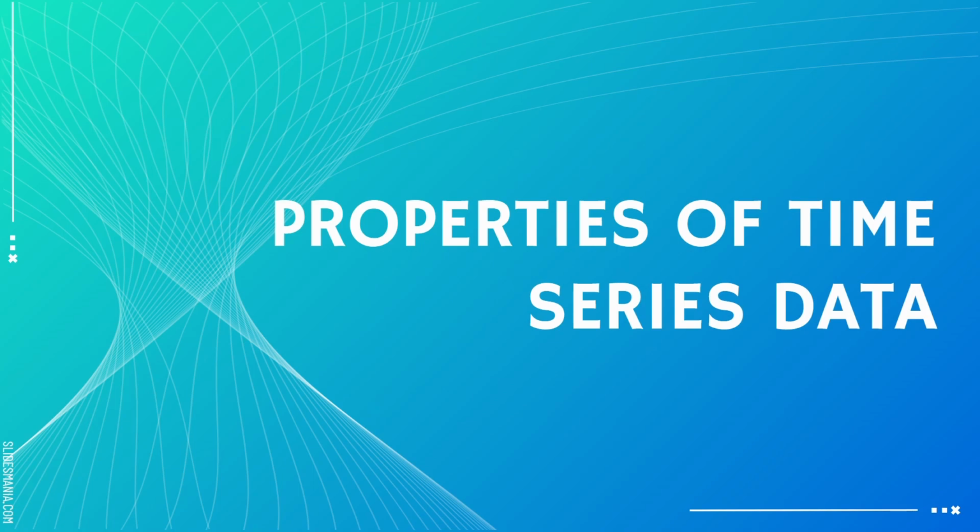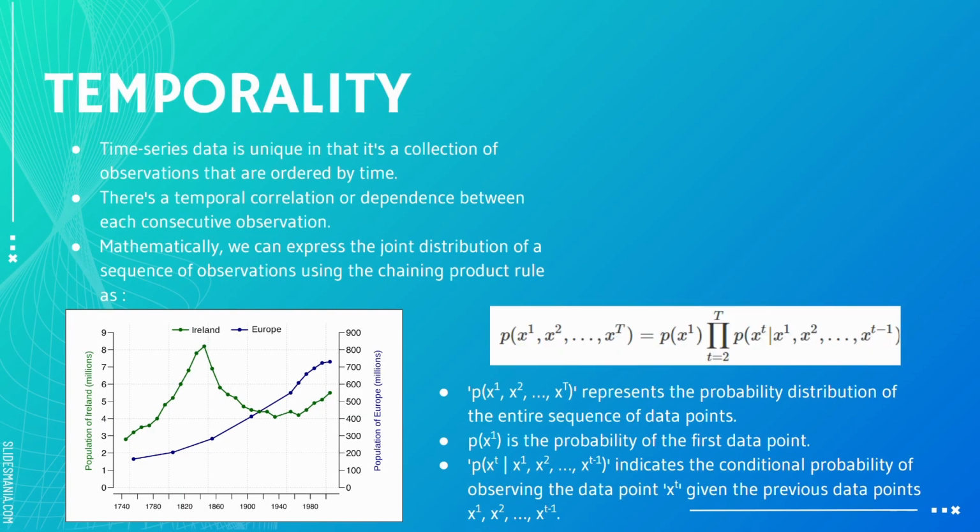Now we'll take a look at a few properties of time series data. The first property is temporality. Time series data is unique because it's a collection of observations that are ordered by time. There's a temporal correlation between each consecutive observation. This means that each data point in the series is captured at equal intervals and it depends on the past values as well. Mathematically, the joint distribution of a sequence of observations using the chain product rule is given as shown in this.